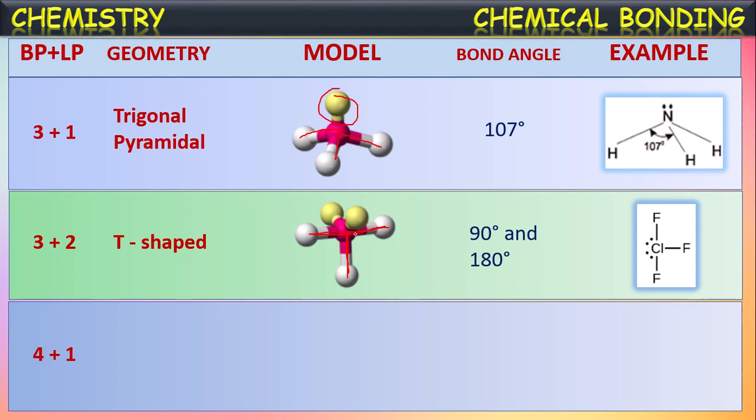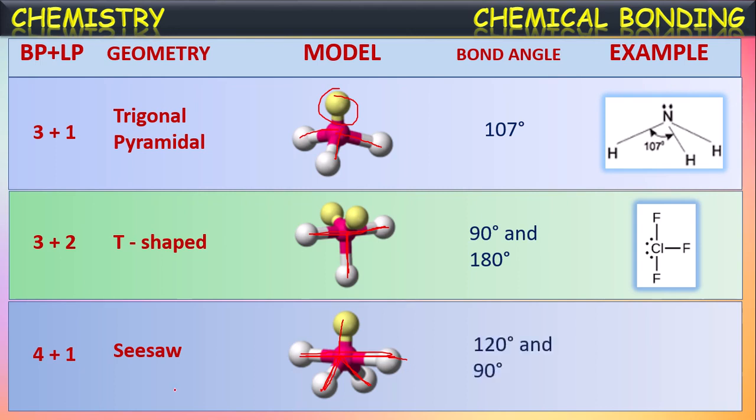Next, the molecule with four bond pairs and one lone pair. What will be the shape? It is said to be seesaw geometry. See here, it is like a seesaw, isn't it? It is said to be seesaw geometry, and one lone pair is taking the place above the plane here. Now, in this, the bond angles will be 120 and 90. So here the bond angle will be 90 degrees and here the bond angle will be 120 degrees.